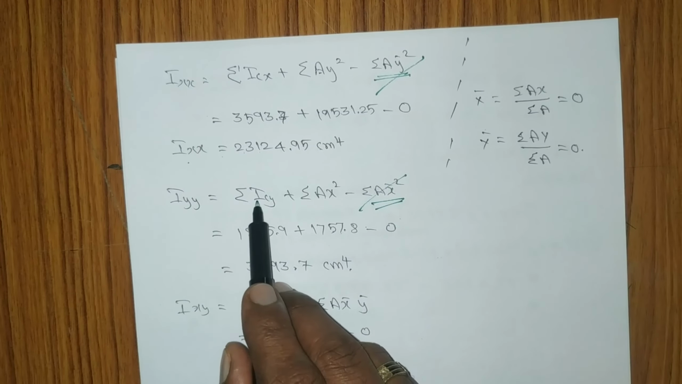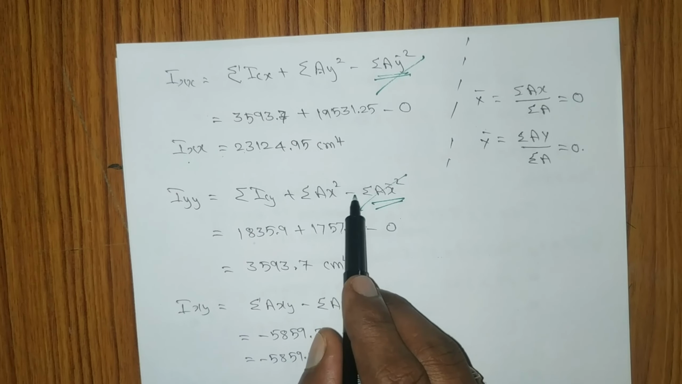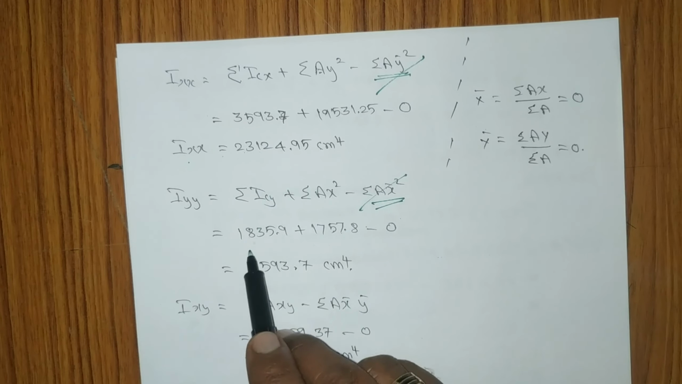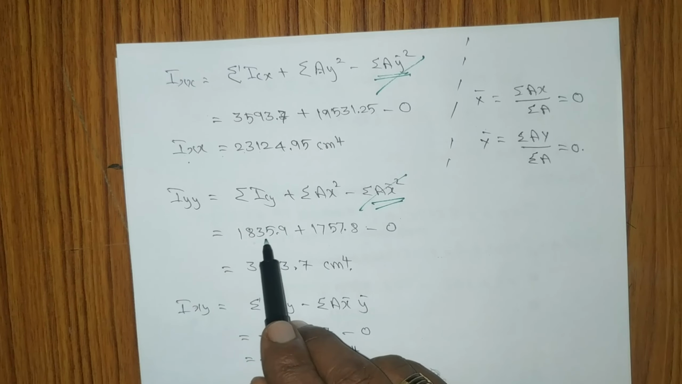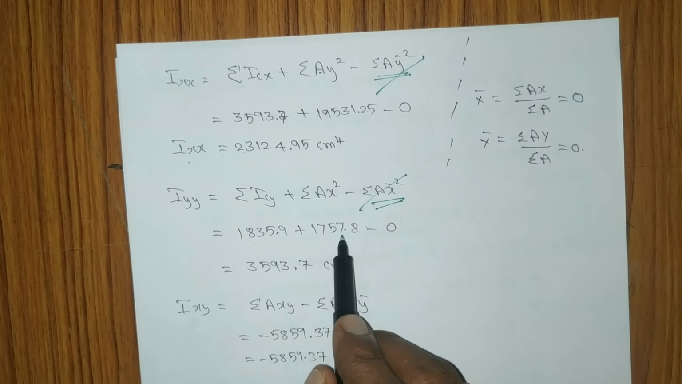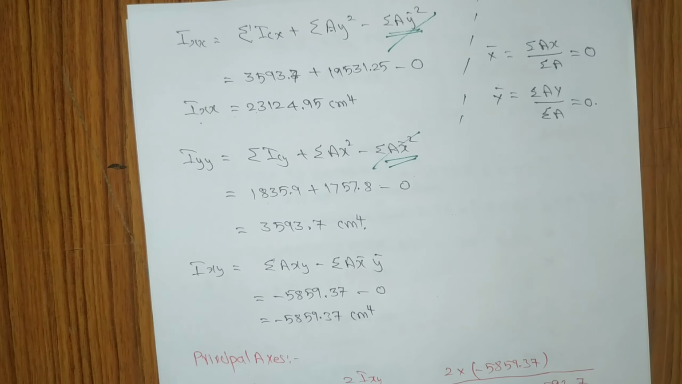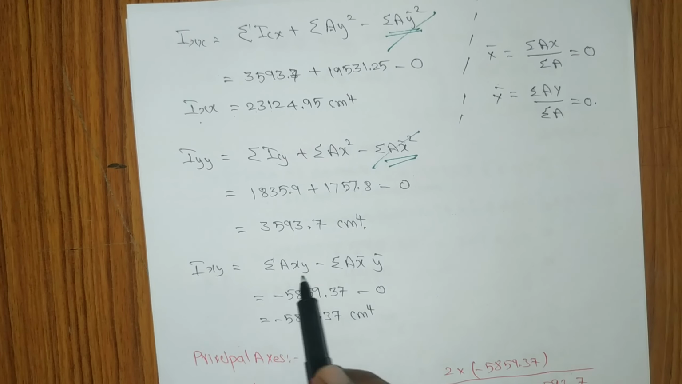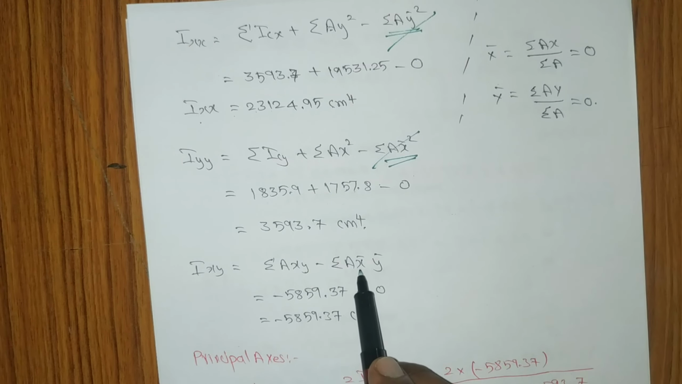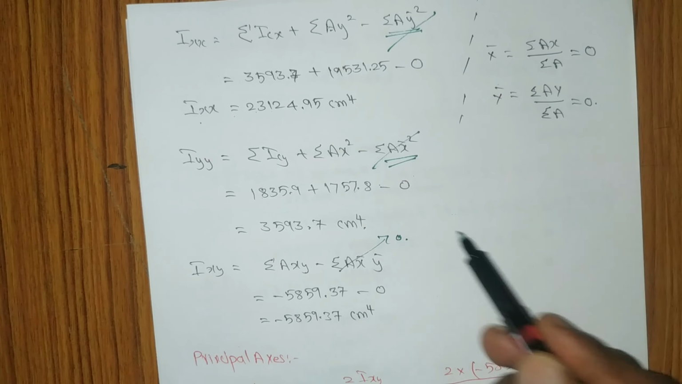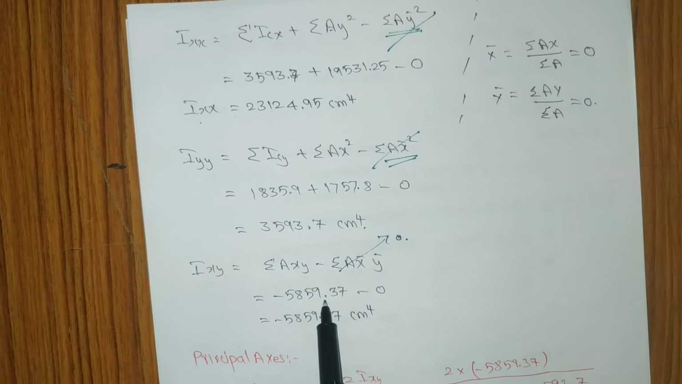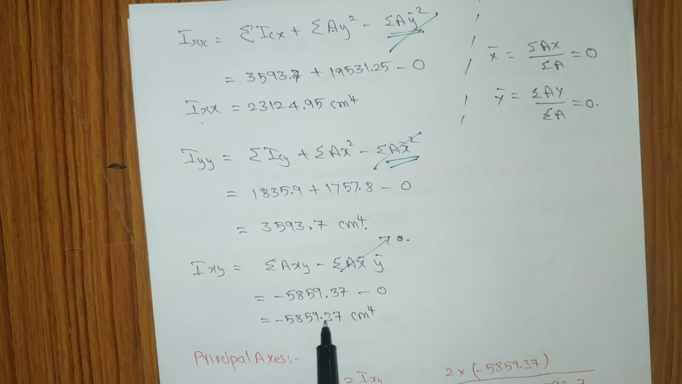Similarly, IYY equals summation of ICY plus summation of A x square minus summation of A x bar square. The 0 terms come. So summation of ICY equals 1835.9 plus 1757.8. We are getting 3593.7 centimeter to the 4. You have to do this in the calculation, then only you can get the exact value. Then we go for IXY equals summation of Axy minus summation of A x bar y bar. So absolutely these terms get 0. Then minus 5859.37, so equals 0 minus 5859.37 centimeter to the 4. You have to be careful about this minus value. This will have an impact later.